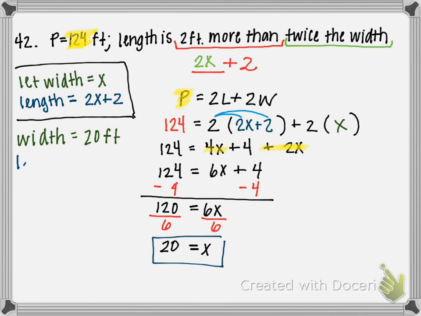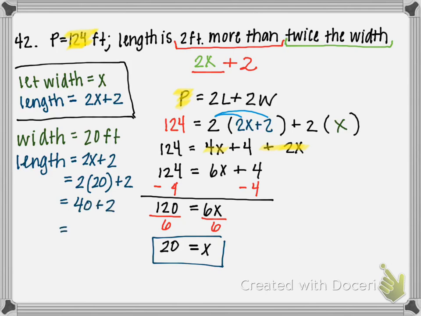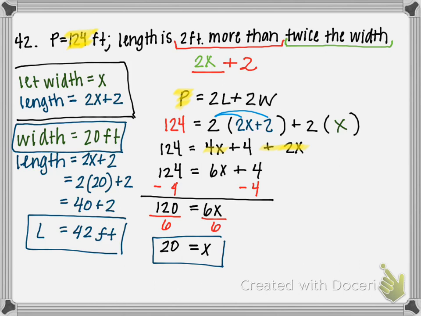But we still need to find the length, but we'll do that using the x that we found down here. So length is going to equal 2x plus 2. So replace the x with the 20 plus 2. 2 times 20 is 40. Add 2 and you'll get 42, and the length is in feet as well. So we have our length, we have our width, and you've answered the question.